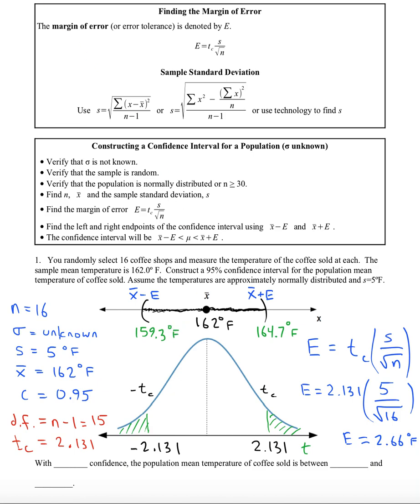Now our confidence interval is complete. And we can state that with 95% confidence, the population mean temperature of coffee sold is between 159.3 degrees and 164.7 degrees.